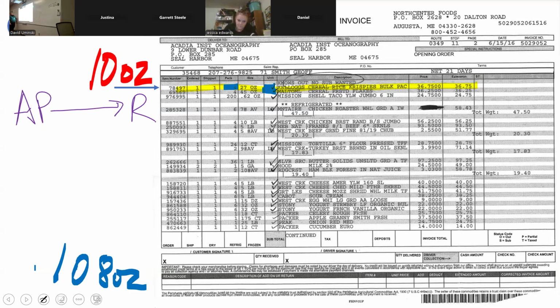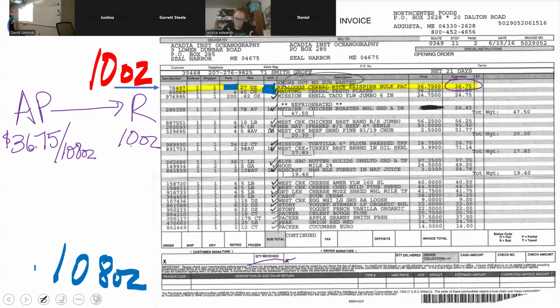So AP to recipe. My recipe is 10 ounces. Okay. My as purchased is $36.75 per 108 ounces. You guys follow me so far? So we pay $36.75 for 108 ounces.